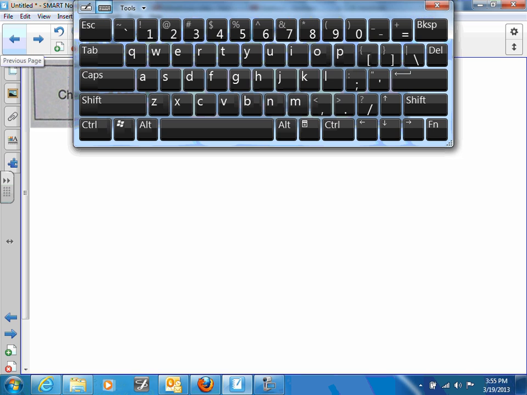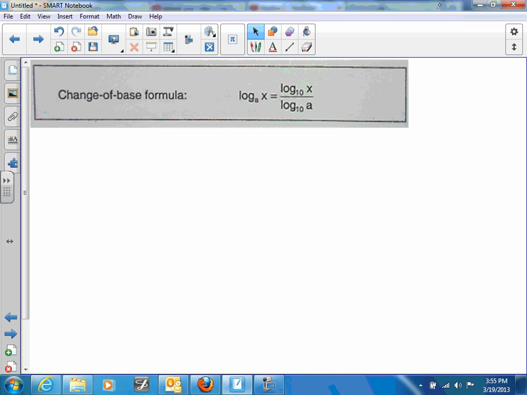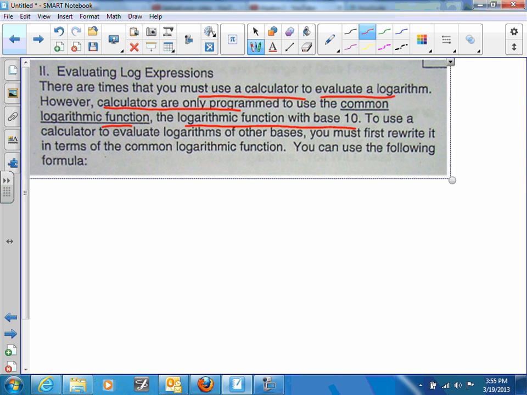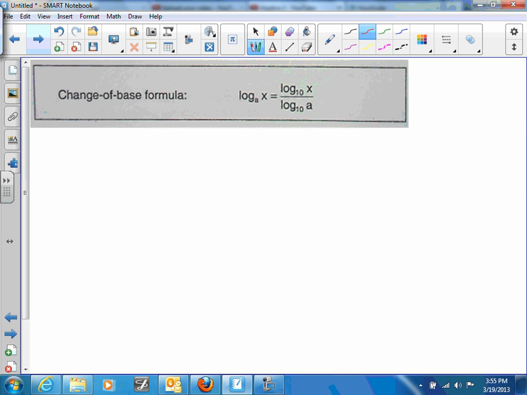All right, change of base formula. Evaluating log expressions. There are times that you must use a calculator to evaluate a logarithm. However, calculators are only programmed to use common logarithms, the logarithmic function with base 10, unless you have a Casio. So one of the things you can do is, notice this is log base a of x.